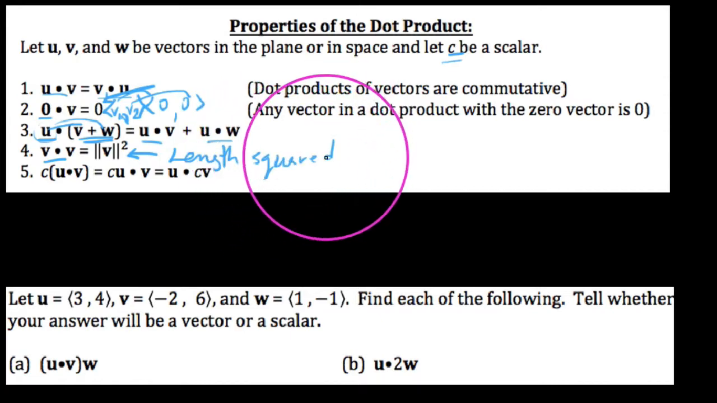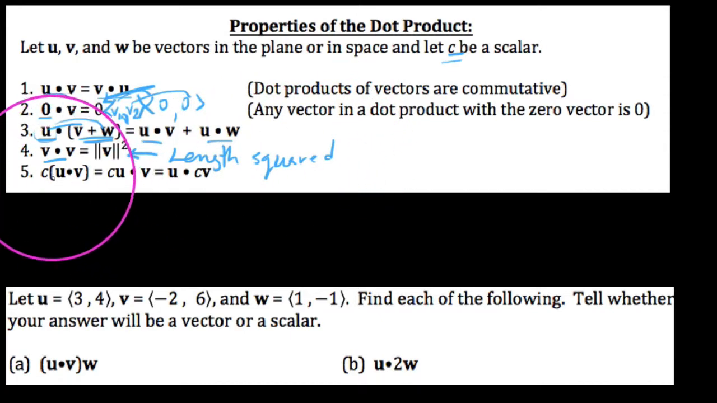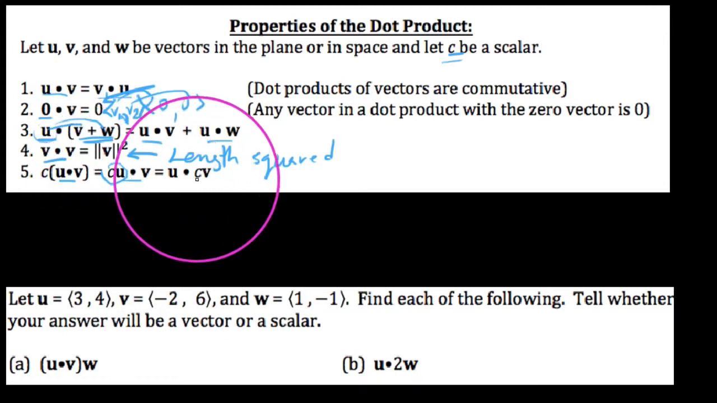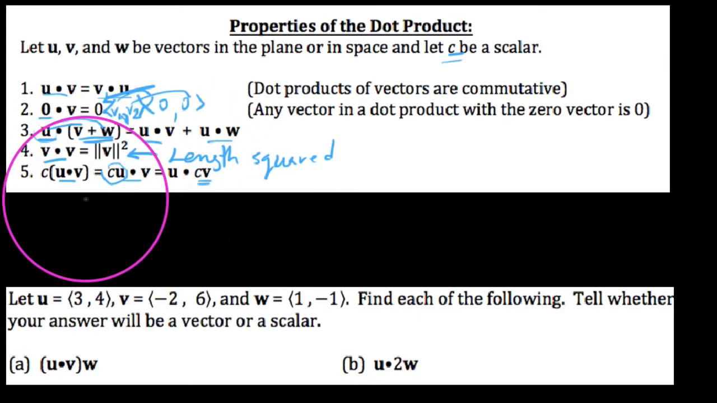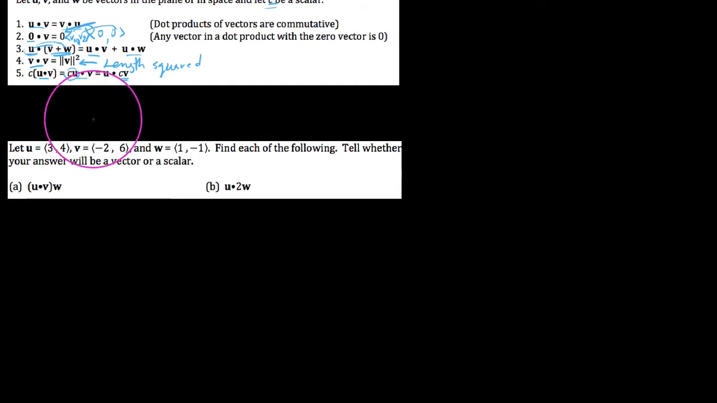And then last property, last but not least: if you had a scalar times the dot product of two vectors, you could take that scalar times the first vector first, distribute it through the vector, and then do the dot product. Or you could take that scalar and distribute it through the second vector and then do the dot product. You can get the same thing anyways. So it's all up to you, whichever is most convenient.